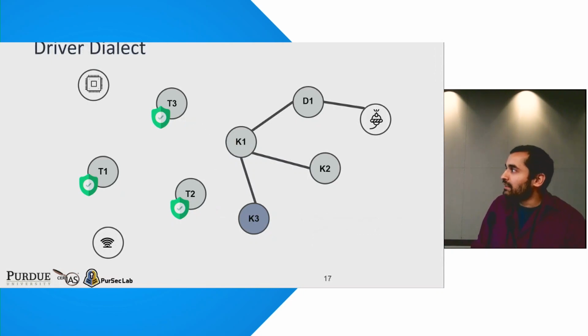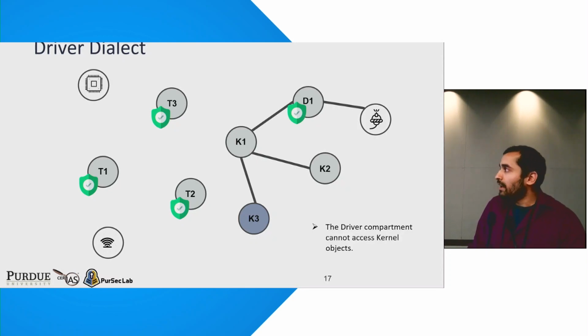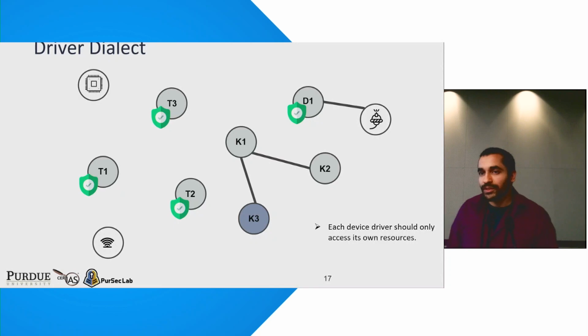All right, the last dialect is the driver dialect. So in the driver dialect, we again ensure that the driver compartment should be memory safe. Same technique, Checked C, 3C tool. Next, we ensure that the driver compartment cannot access kernel objects. Similar technique, inter-kernel isolation. And next, we also ensure that each device driver should access its own resources.